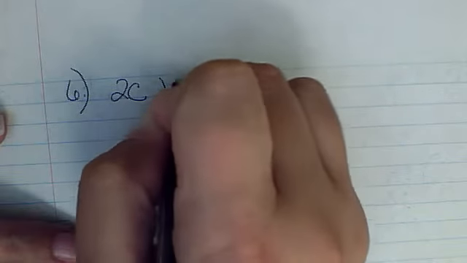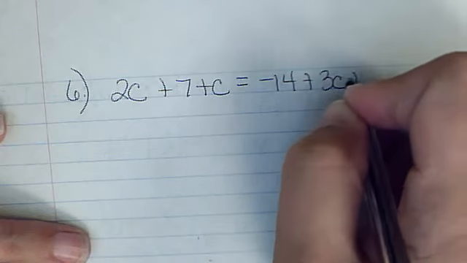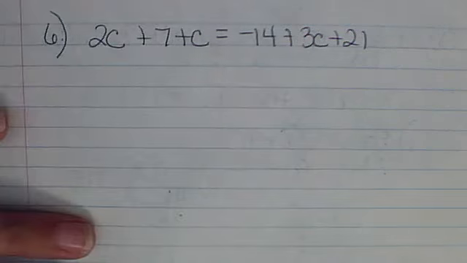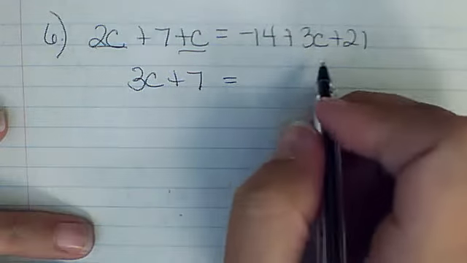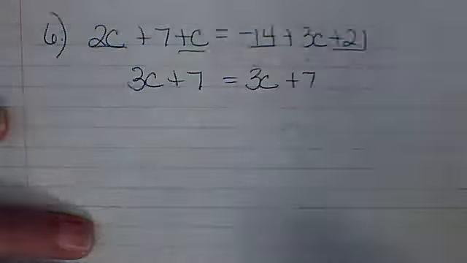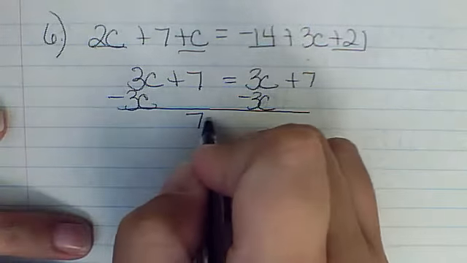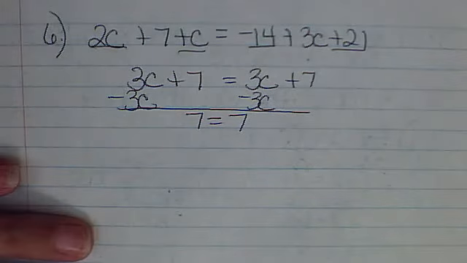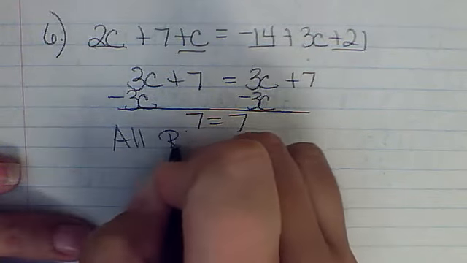Okay. Number 6. 2c plus 7 plus c equals negative 14 plus 3c plus 21. So like terms, 2c plus c is 3c plus the 7 equals 3c, negative 14 plus 21 is 7. So when I get rid of the c's, minus 3c, I get 7 equals 7. So that is a true statement because 7 does equal 7. That's a true statement. So our answer is all real numbers.